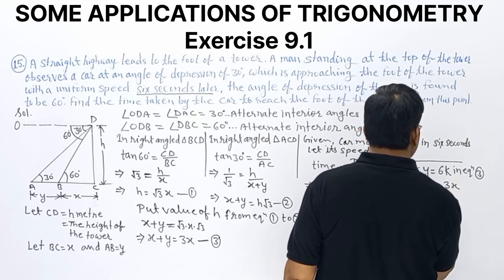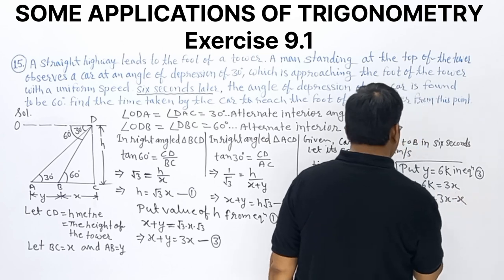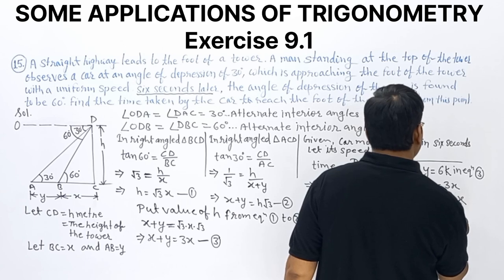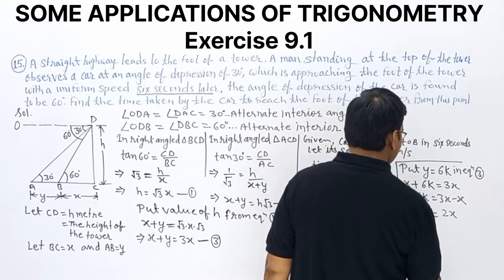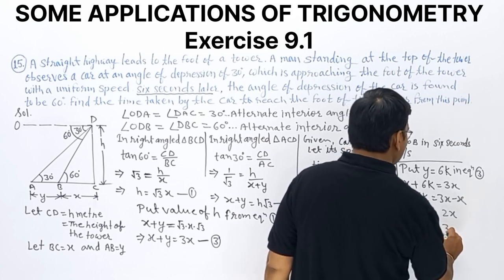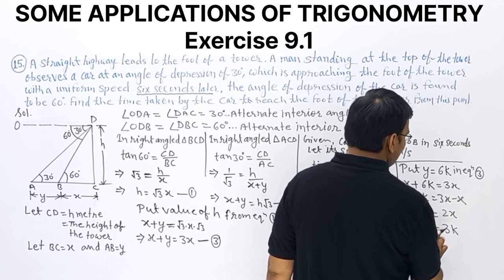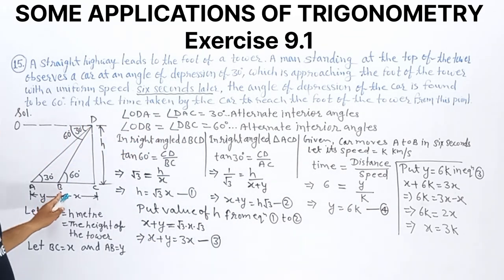Solve this one. 6k will be equal to 3x minus x. 6k will be 2x. So what can we say? x will be equal to 3k. Yes or no? Once we divide this by 2, we get 3k. So x is the distance. The distance between this point and this point is x.